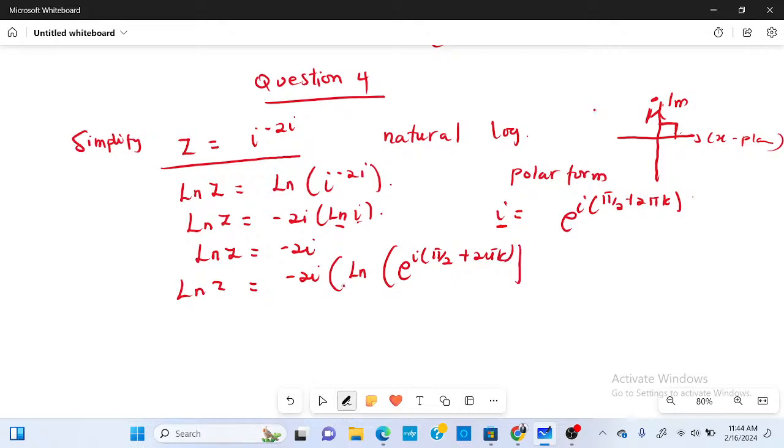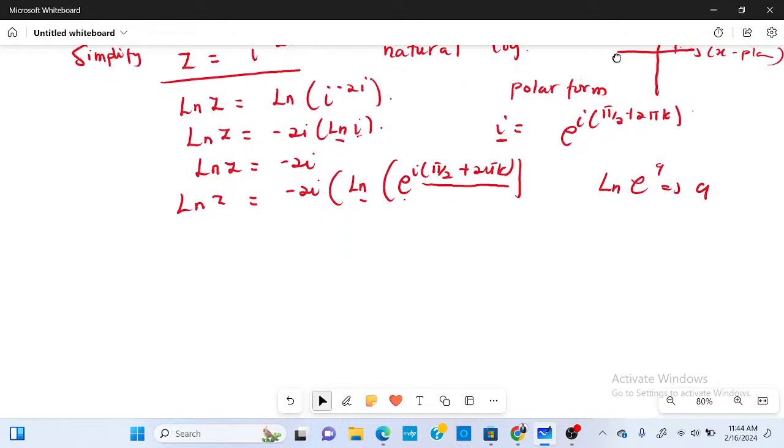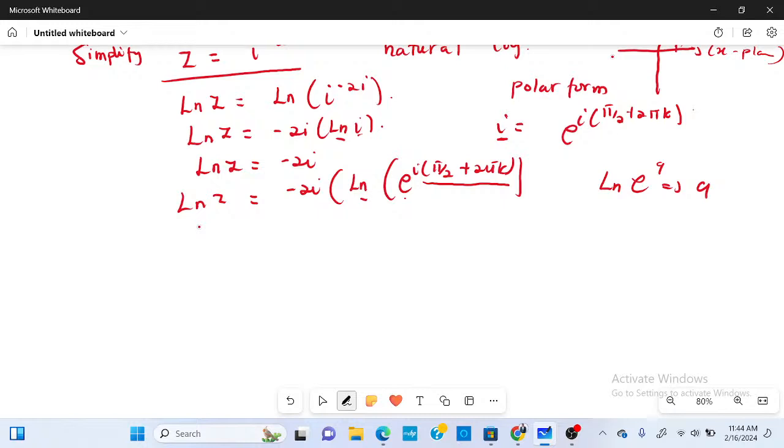Now what the rule is saying is that if you have natural log of e, then everything here will be 1, leaving the answer to be our power. So ln of e to any power a is simply equal to a, by the properties of logarithm. So at this point, we simply have ln z equal to negative 2i multiplying i pi on 2 plus 2 pi k.